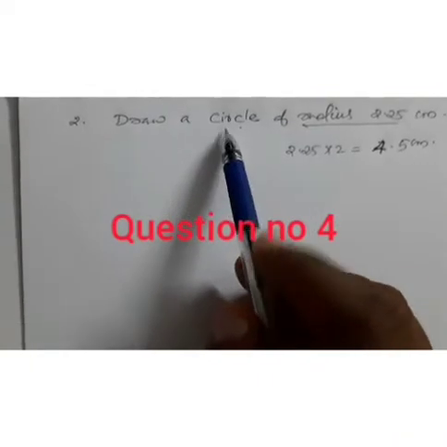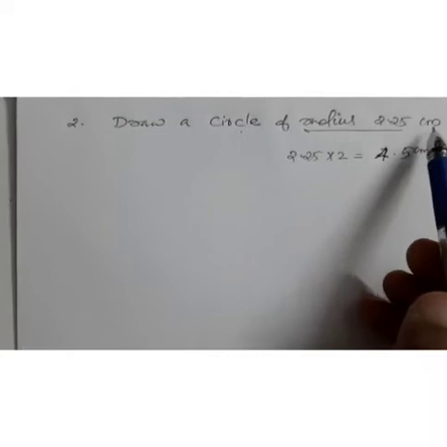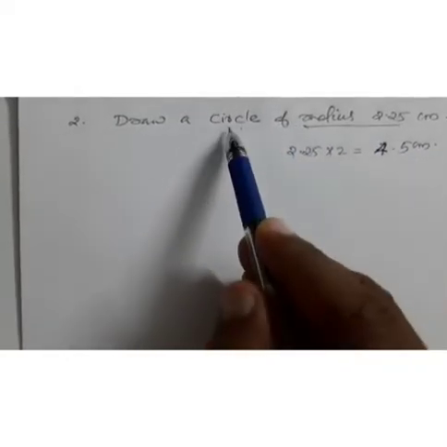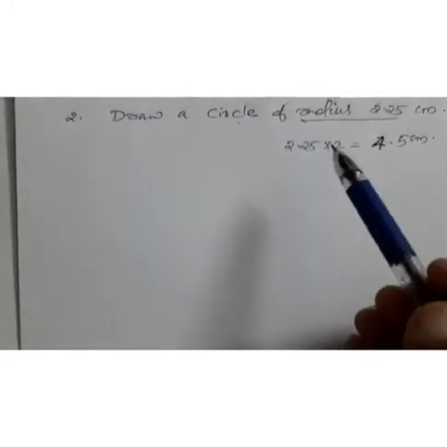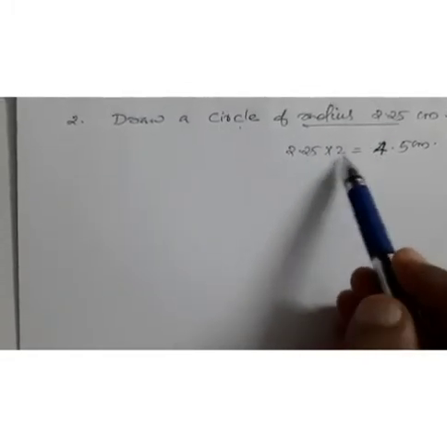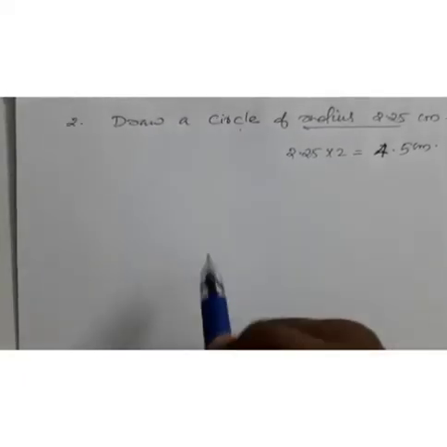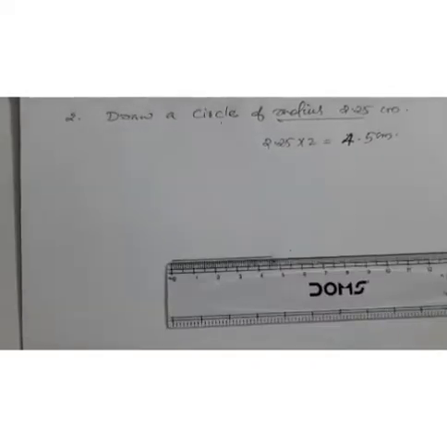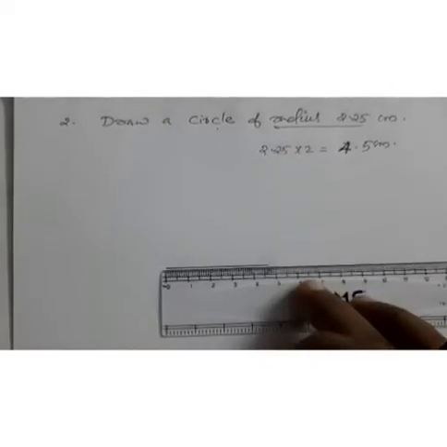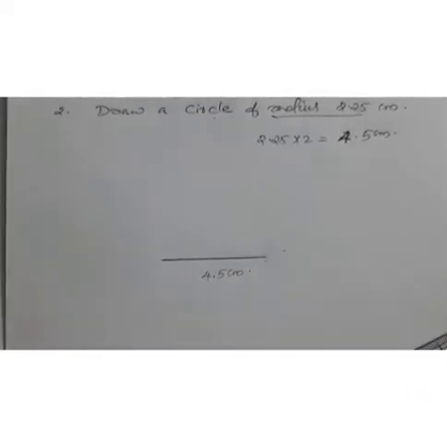Draw a circle of radius 2.25 centimeter. Radius of the circle is given. You have to draw it. If the radius is 2.25, the diameter is how much? 2.25 into 2, that is 4.5. So first you draw a 4.5 centimeter line.